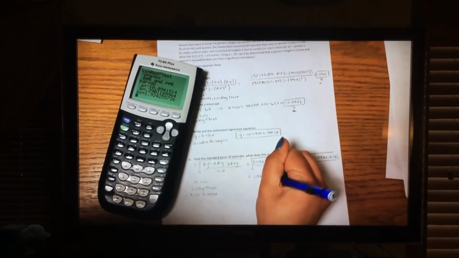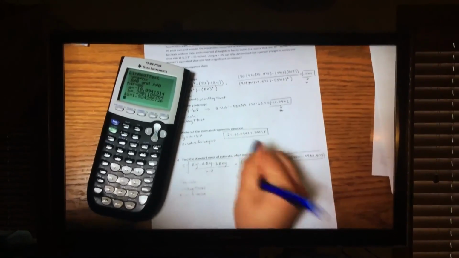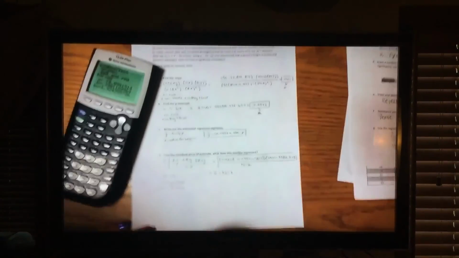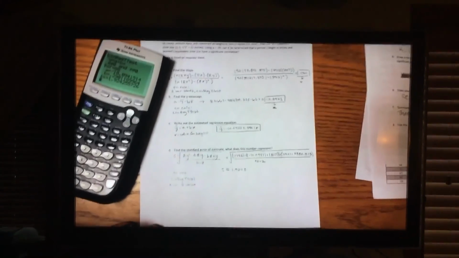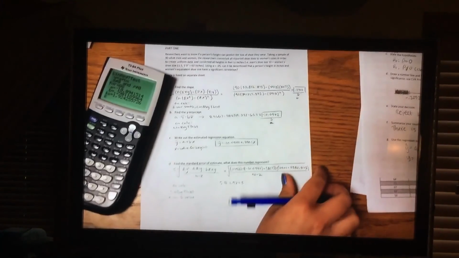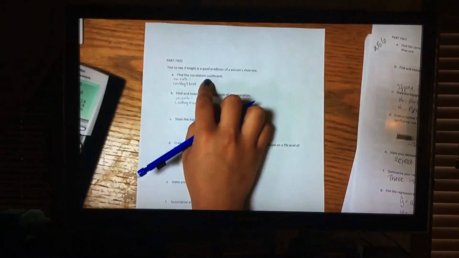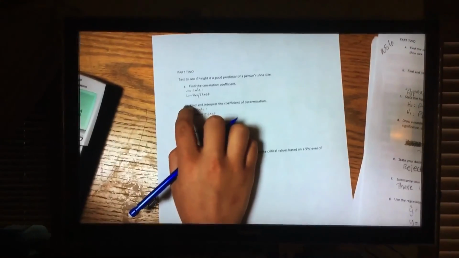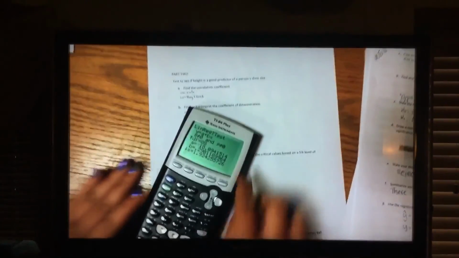So that gave us an S value of about 1.9243. And that is also what we got on our calculator when we used LinReg t-test. So now we're on to part 2 of the problem, and this part is to test to see if height is a good predictor of a person's shoe size.